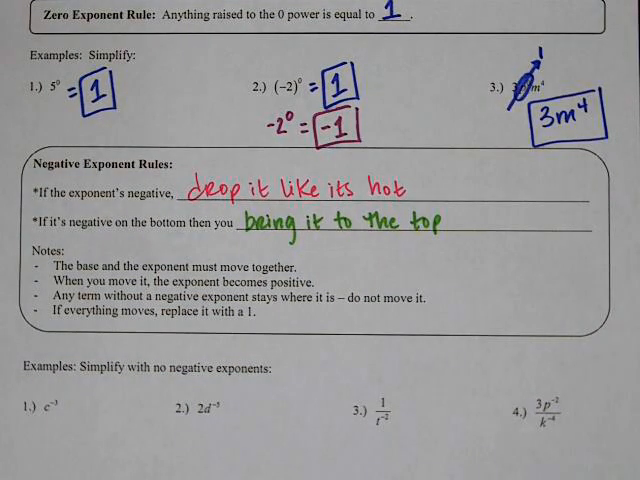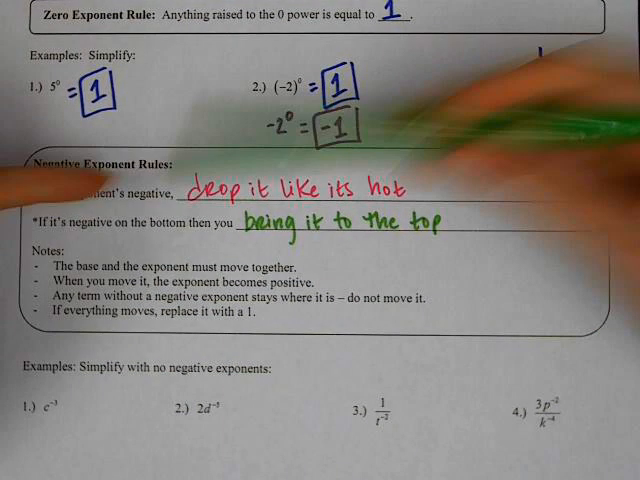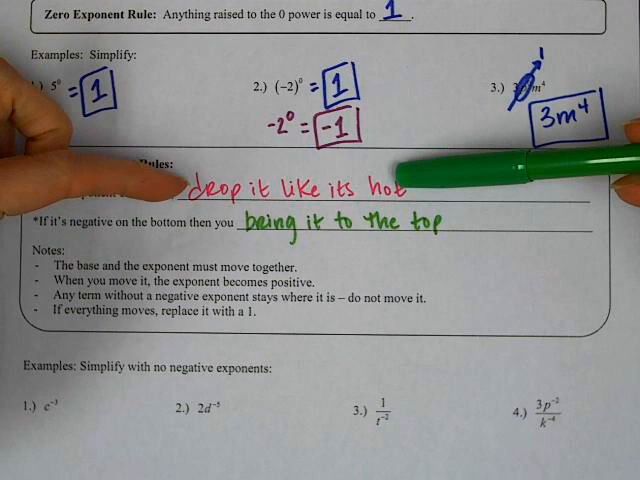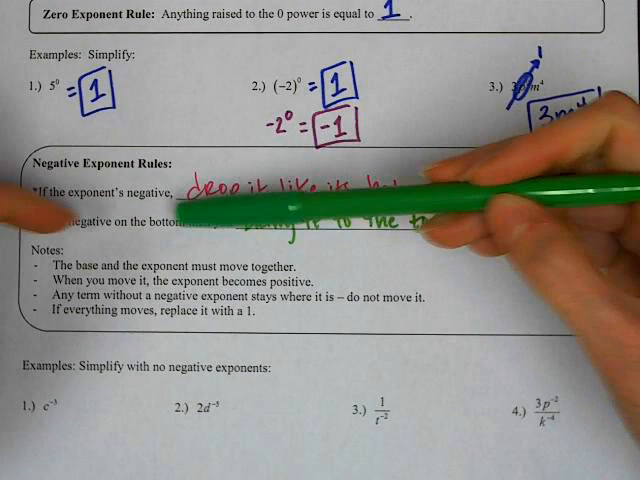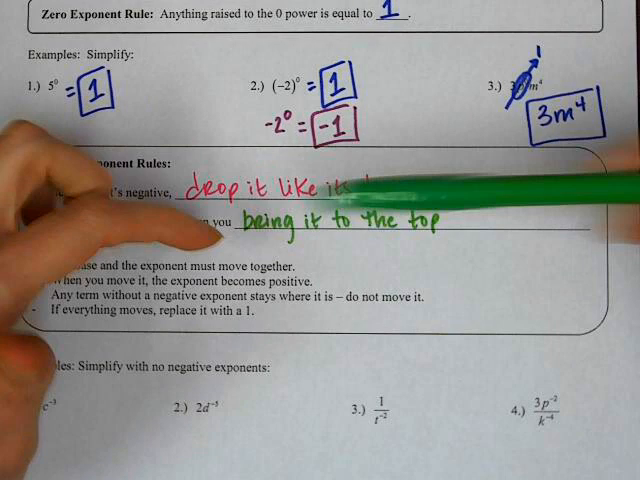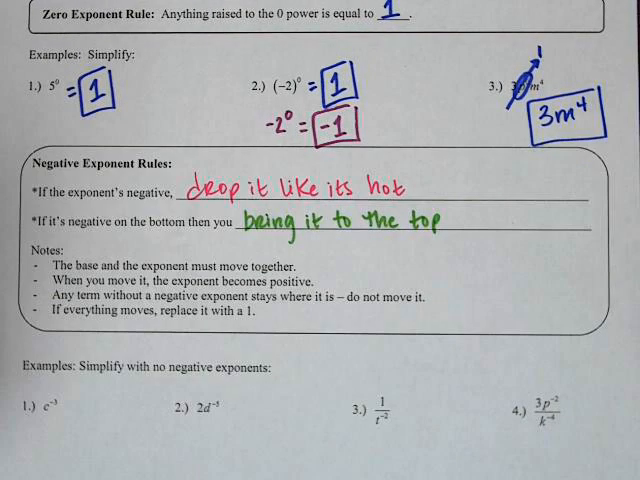All right, so those are the rules. If it's negative, you drop it to the denominator. If it's already in the denominator, then you bring it up to the numerator. But I kind of like that song.